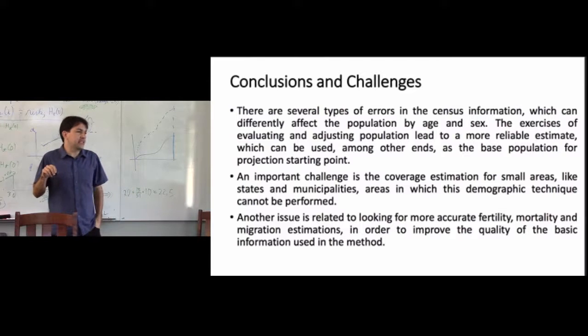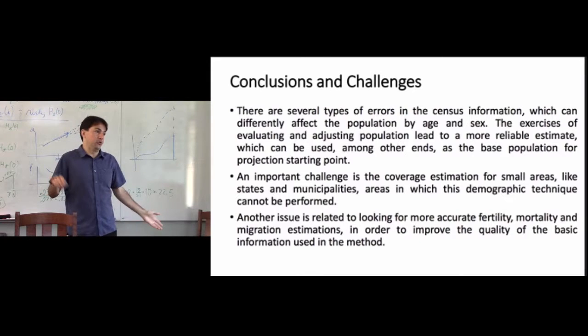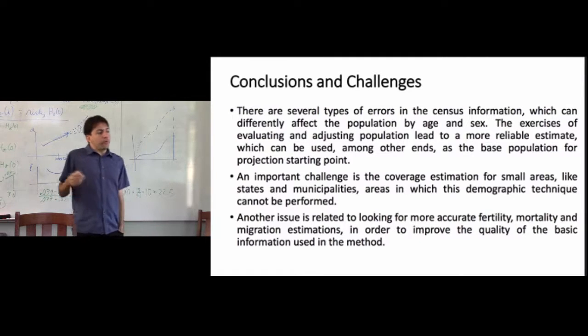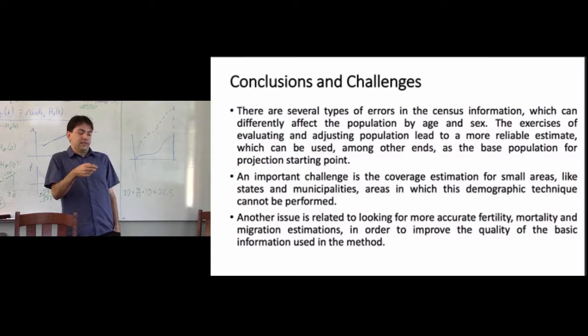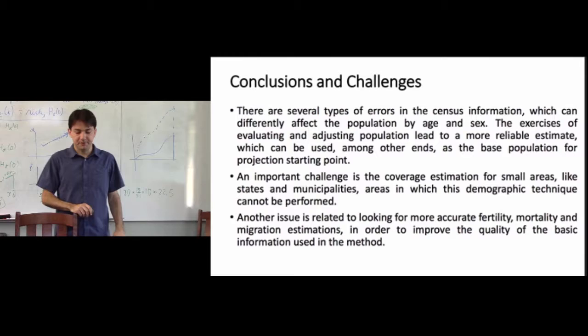And another thing is that these methods depend a lot on the quality of our information, of our mortality and fertility information, and also migration. So I think one way to improve the estimations is improving the measures of each of the components. So that's the general idea of this paper.